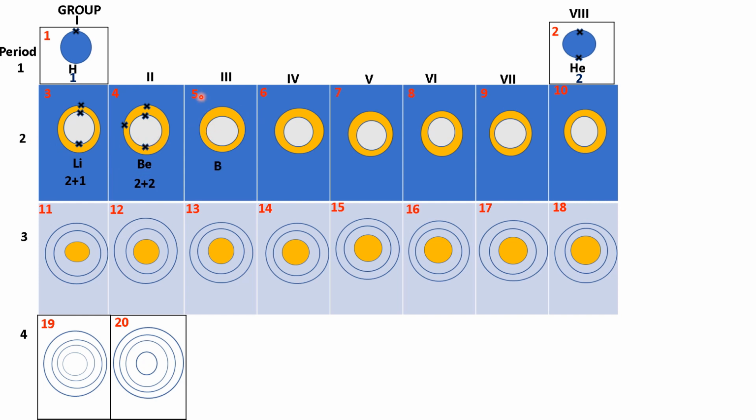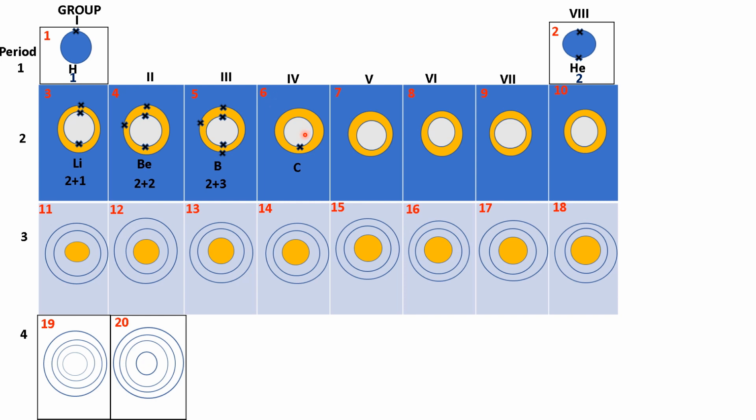Boron, atomic number 5, equal to the number of electrons, so we distribute 5 electrons. The first shell is filled with 2 electrons according to the rule, and in the second shell we have the remaining 3 electrons, so 2 plus 3. The 3 here is the valency electrons, the number of electrons in the outer shell, so it represents group number 3. Boron is present in group number 3, and according to the shells, 2 shells, boron is present in period number 2.